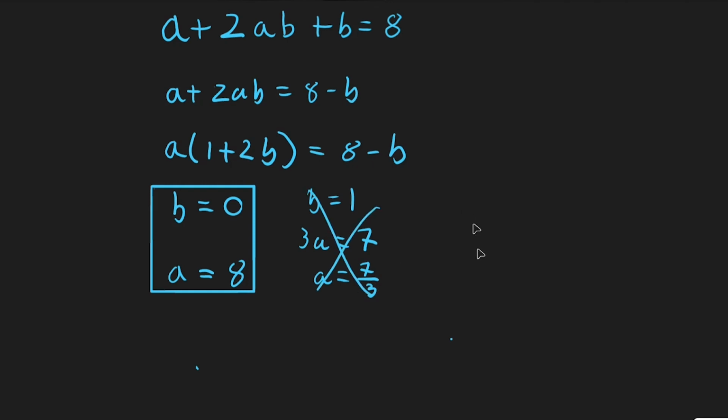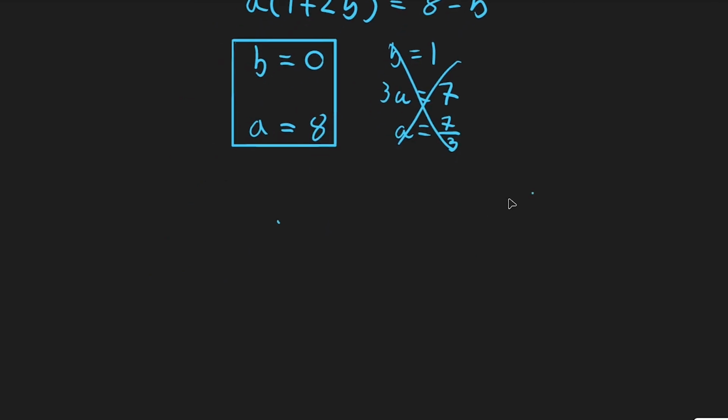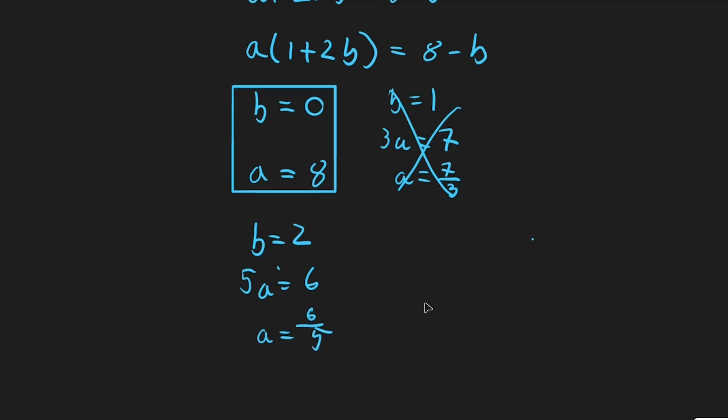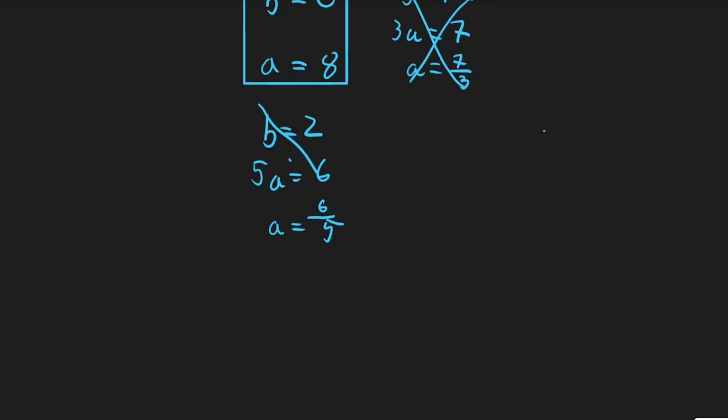Now the next we're going to try is b equals 2, and if b equals 2, then we will get the parentheses 1 plus 4, that's 5, so that's 5a, and that equals 8 minus 2, and 8 minus 2, that's 6. So a equals 6 over 5. Again, not an integer, so not a natural solution.